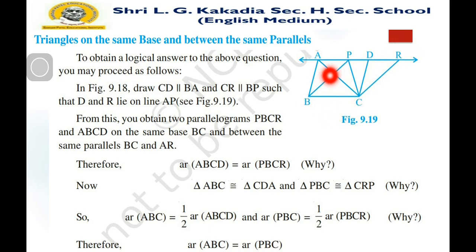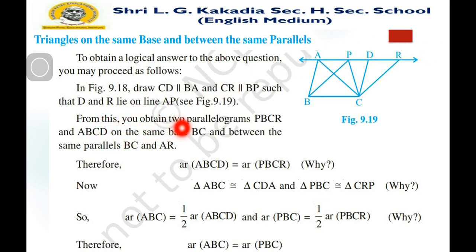So just here you can see that these two parallelograms are on the same base and between the same parallels, so these two parallelograms have the same area. To obtain a logical answer to the above question, you may proceed as follows. In figure 9.18, we draw CD parallel to BA and CR parallel to BP, such that D and R lie on line AP.